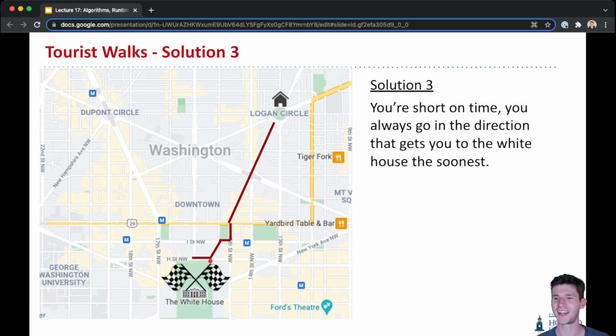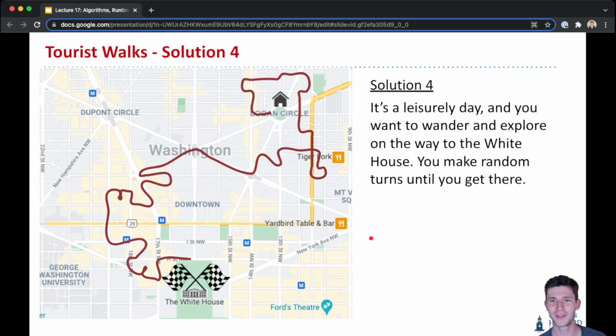Can you think of any other paths? Well, there's also this path of maybe you're very leisurely and you want to explore the city. And so you're actually just going to take random turns and wander until you happen to make it to a point where you can see the White House. So you go up, turn right on this street, wander around, walk around, and eventually wander your way right over to the White House. So these are all different valid paths that different people would take.